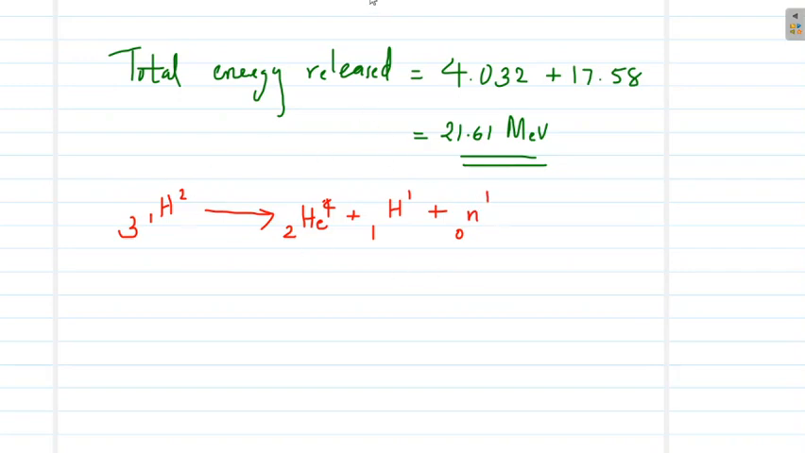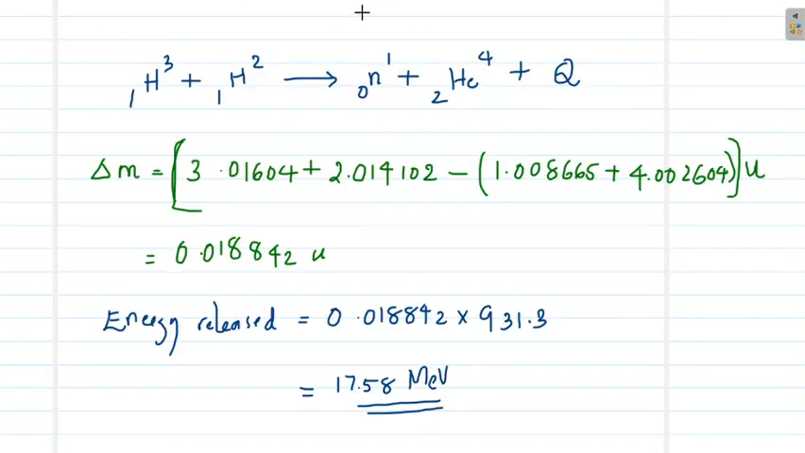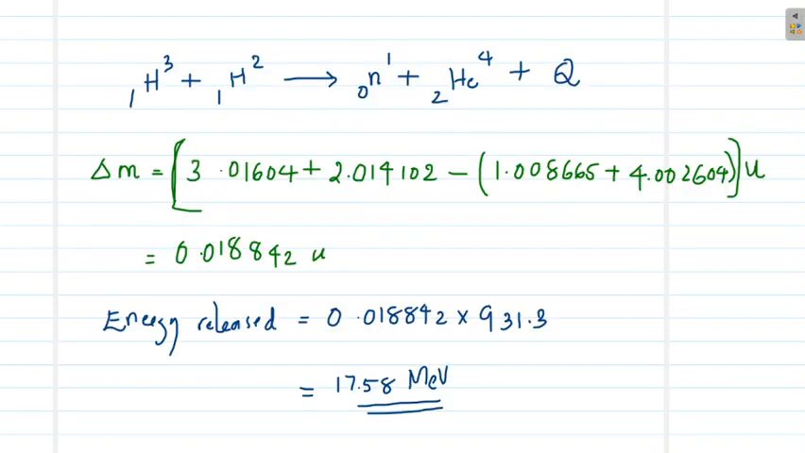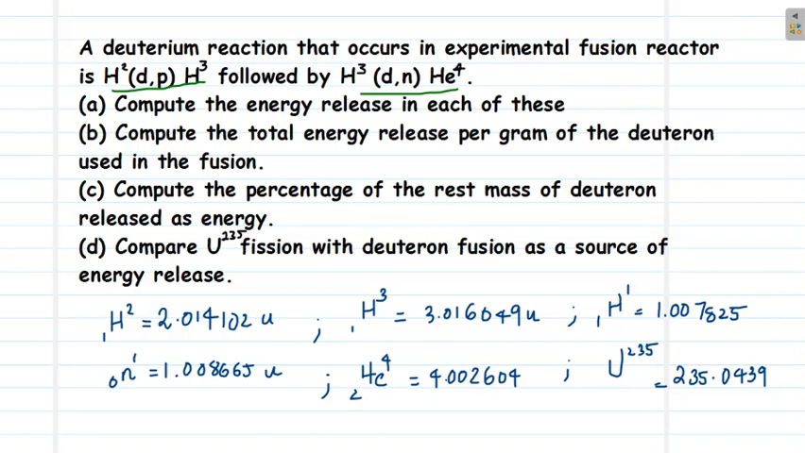So this is the overall process. You can try to write the overall reaction. The tritium term will get cancelled, and in this process the amount of energy released is 21.61 mega electron volt. So we have completed the first part of the question: compute the energy released in each of these. We have calculated the energy released in the first reaction as well as the second reaction, and the total amount of energy released in the whole process.